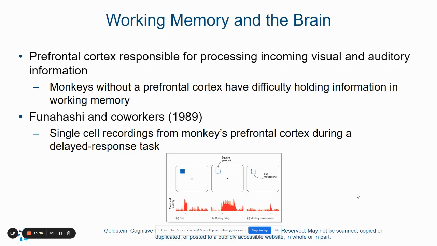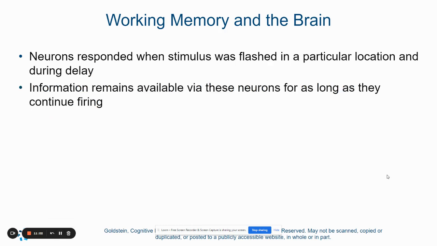The prefrontal cortex is responsible for our ability to engage in executive functioning and processing of visual and auditory information. There have been lots of research studies on the capacity of the prefrontal cortex. Monkeys who have been studied and don't have a prefrontal cortex often have difficulty holding information in their working memory. Neurons in the brain respond when a stimulus is flashed in a particular location and during the delay as part of the working memory. And that information remains available as long as those neurons fire.